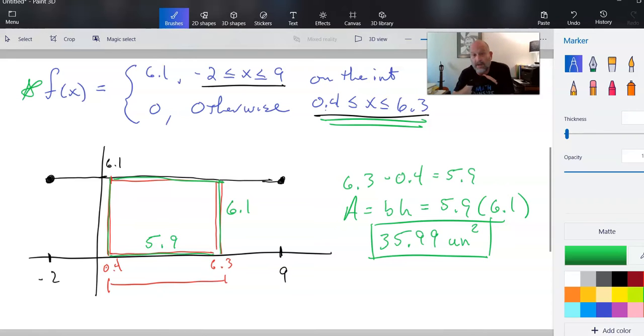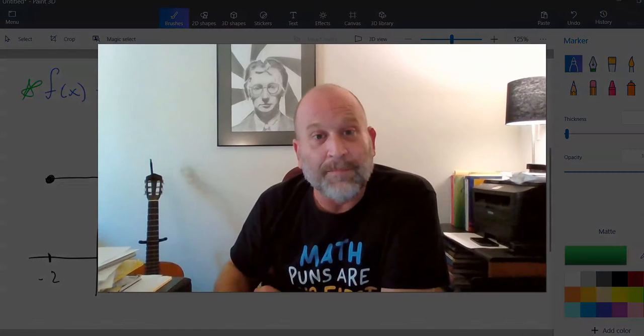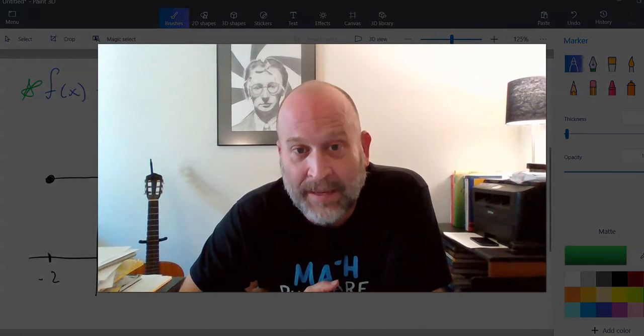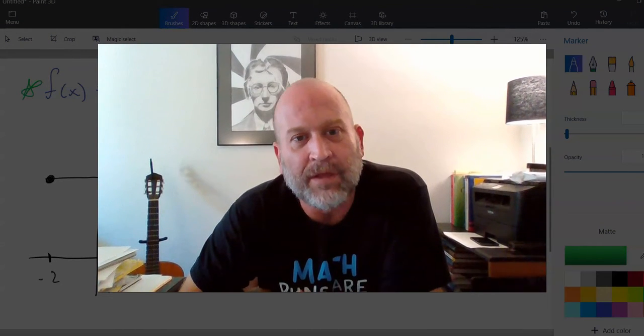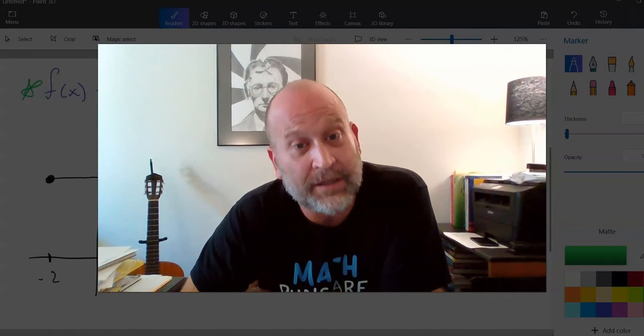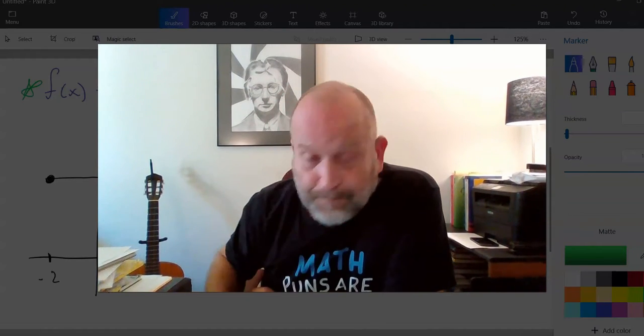But it really does boil down. Let me try this here. It really does boil down to just multiplying the base and the height. And so the challenges you're going to run into are finding the base and the height, particularly the base, right?